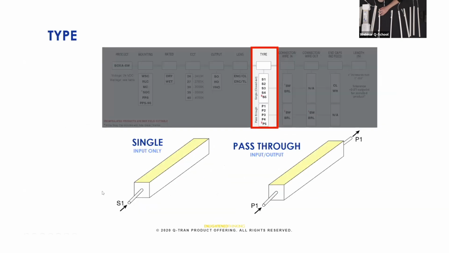So Doug, we are running into the 6-minute mark. So where are we at? Oh, we're at types. We're at fixture types.